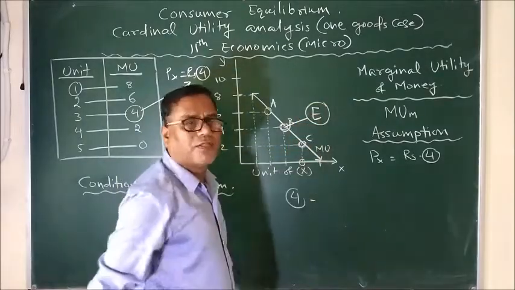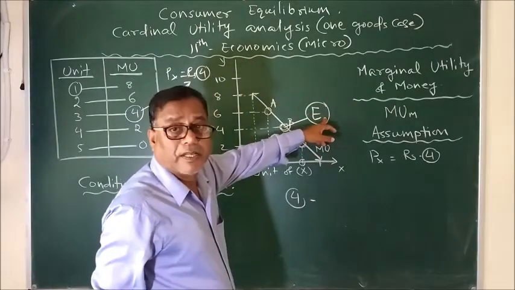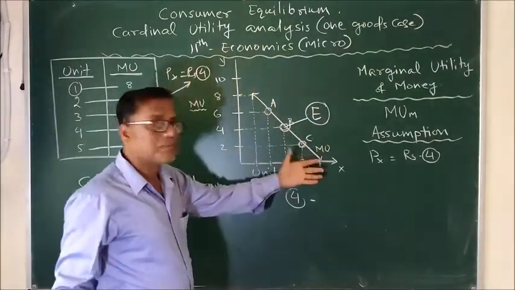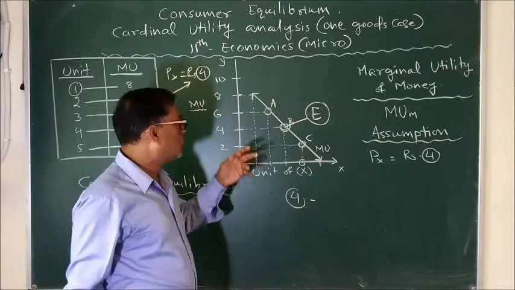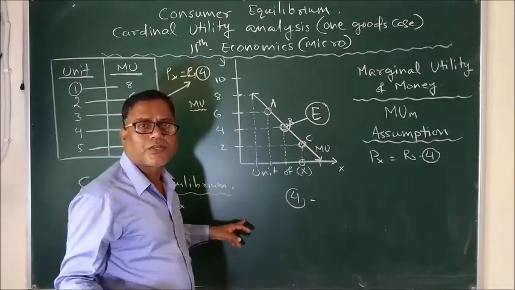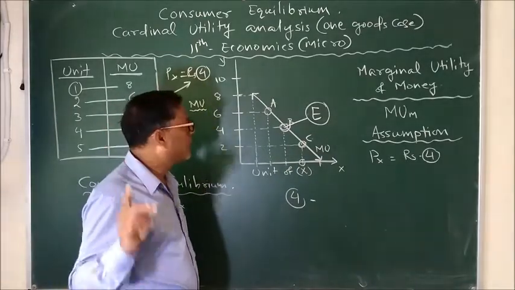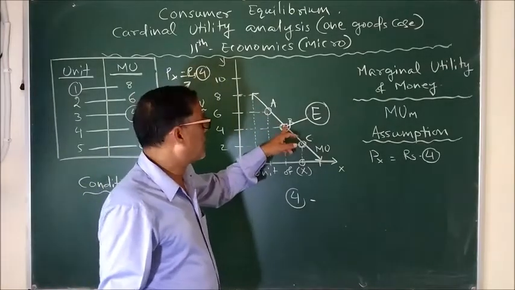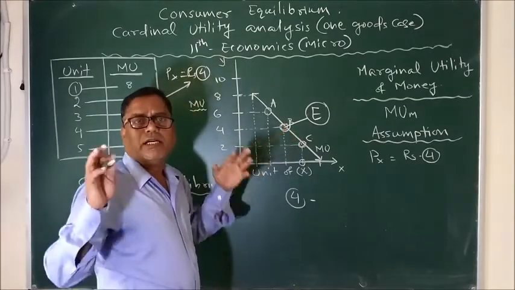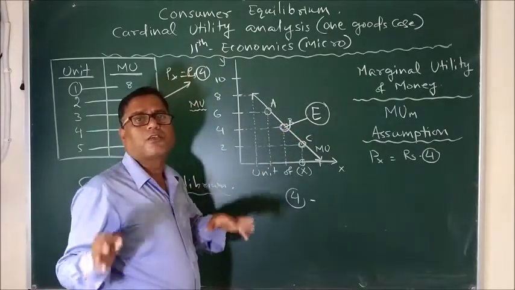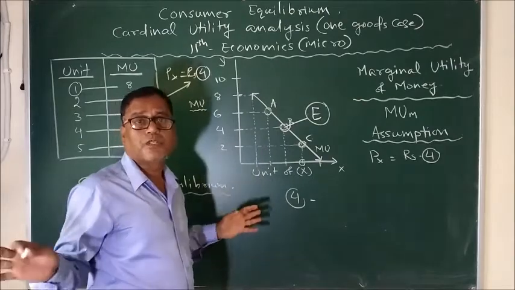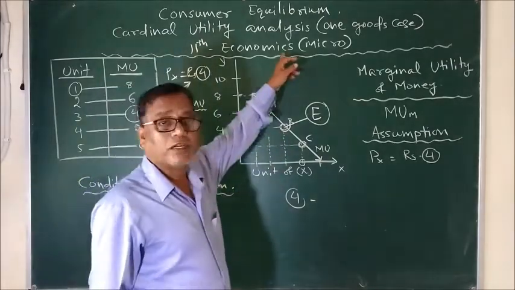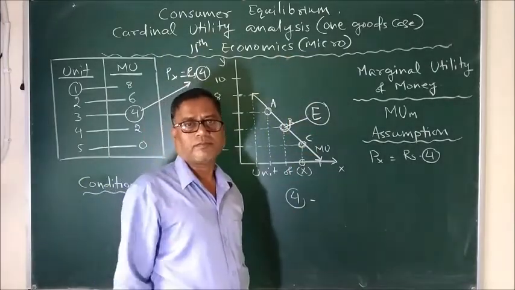Equilibrium is always given the name E, that stands for equilibrium. So thus, in this consumption pattern, our consumer is consuming a good called X, whose price is 4 rupees per unit, and he is attaining equilibrium at point E, because at point E, the utility, that is 4 utils, and the price is also 4 rupees. Thus, this is the process of how a consumer actually attains equilibrium when he is consuming one good.